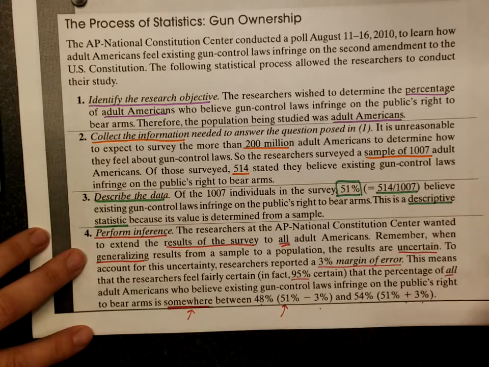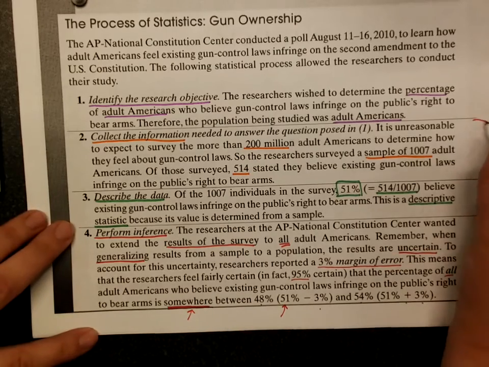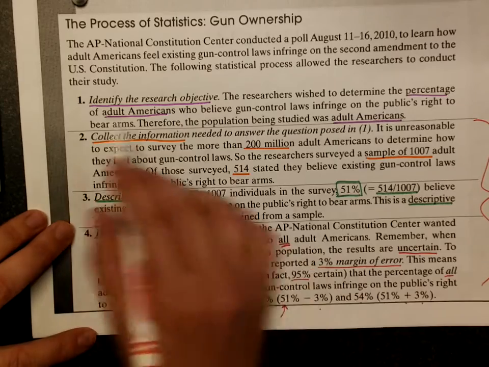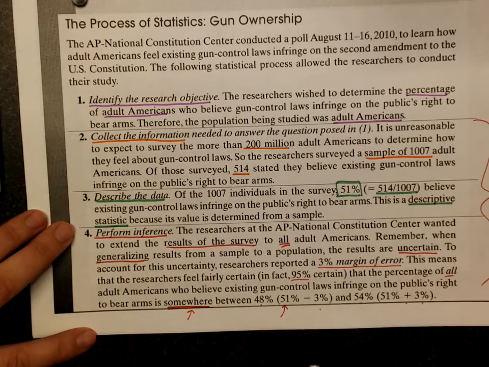So that's the whole statistical process. We're focusing on the process of 2 through 4. The research objective will already be determined for us.